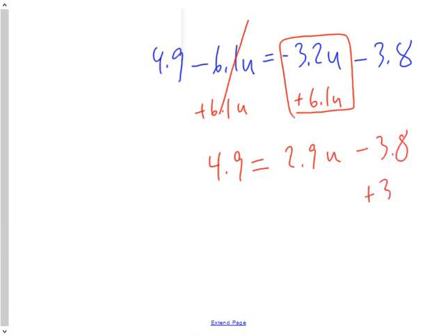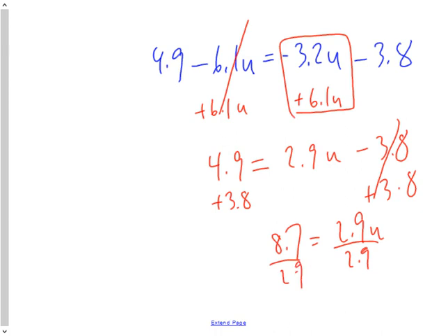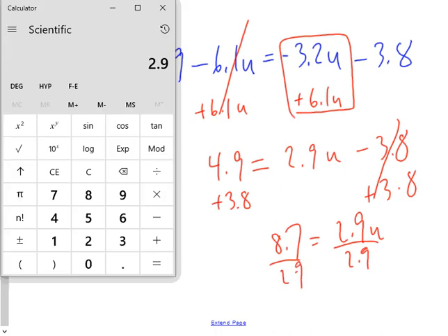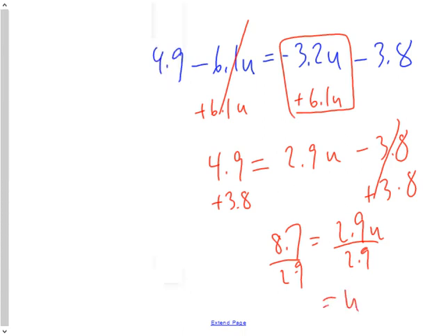Here you're going to add 3.8 to both sides because now you have just a constant. 2.9u is equal to 8.7. Divide both sides by 2.9. 8.7 divided by 2.9 is 3. u is 3. Solution.